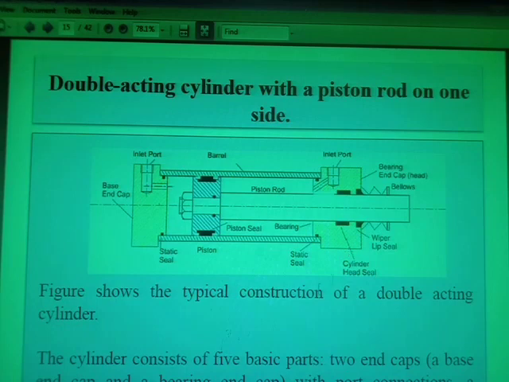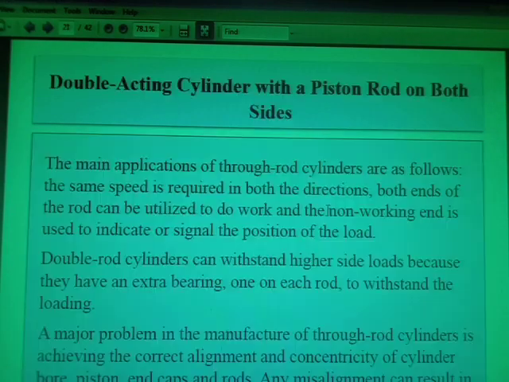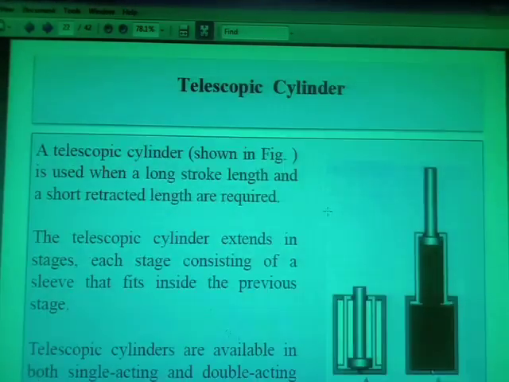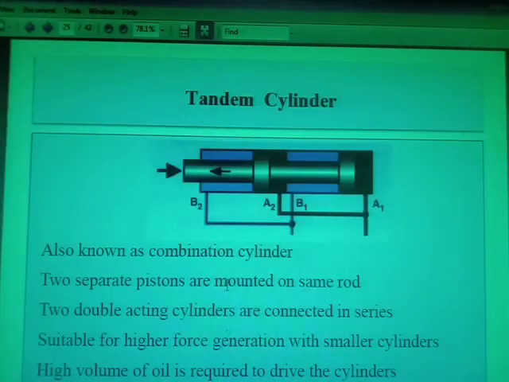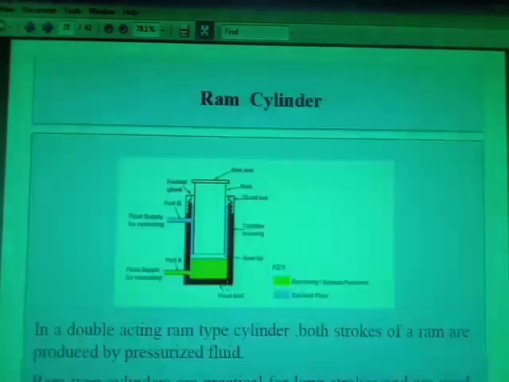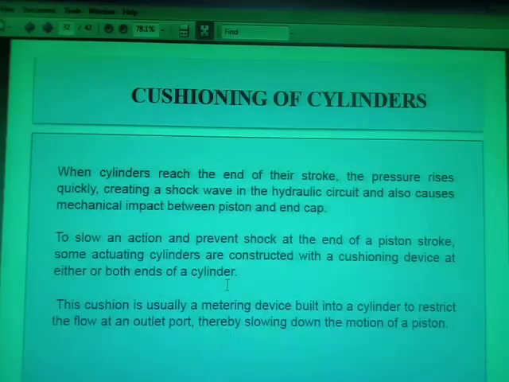Then you can see this is the construction of the double acting cylinder that we have seen: inlet port, outlet port, same area here. Then I want to show that this is a telescopic cylinder. Oil will come here, this will move, this will move, this will move. So in this very small length you can get a very high stroke length. Understand, the tandem cylinder is shown here. This is the ram cylinder, where this is the calculation of force and these are the symbols.